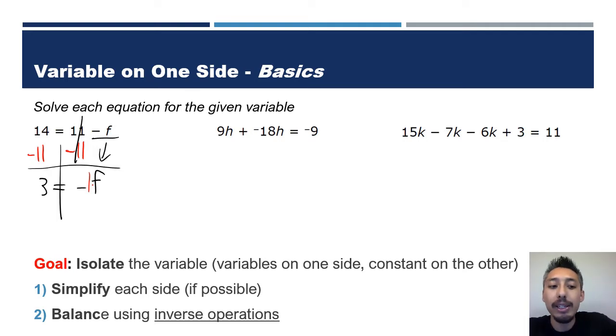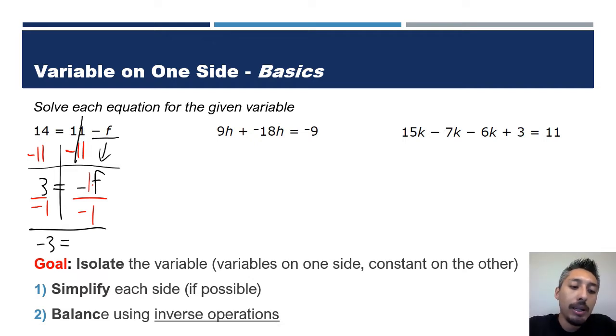And same thing, if we're trying to get f by itself, we need to get rid of that negative 1. Since we have negative 1 times f, there is multiplication, the inverse operation would be division. So we're going to divide both sides by negative 1. On the left side, 3 divided by negative 1 is negative 3. And on the right side, we have negative 1 divided by negative 1, which is a positive 1, or just 1f, or f. So f is equal to negative 3. And this is your final answer for that first example.